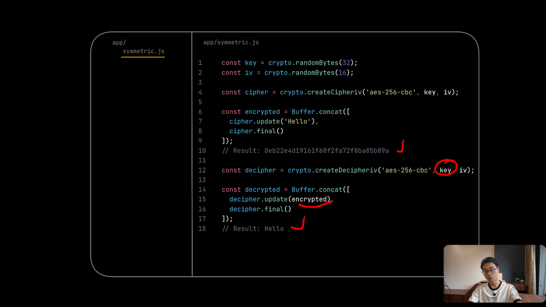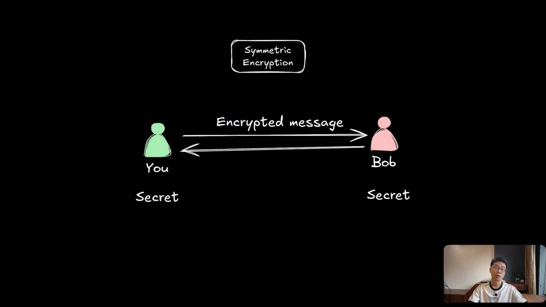This method is usually used when two parties want to exchange messages or data with each other. And of course, they must know the secret key first before talking with each other.